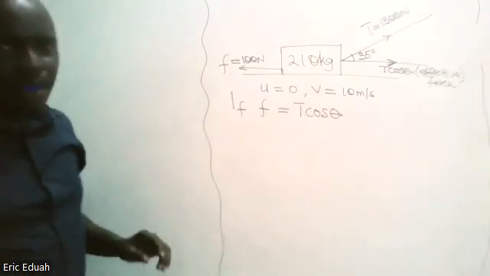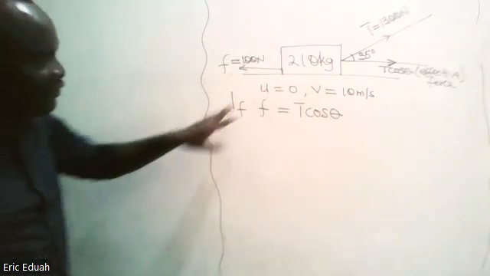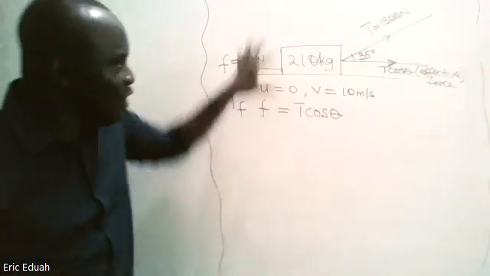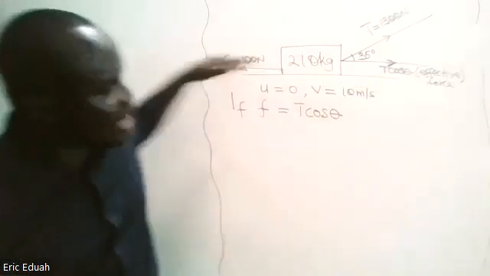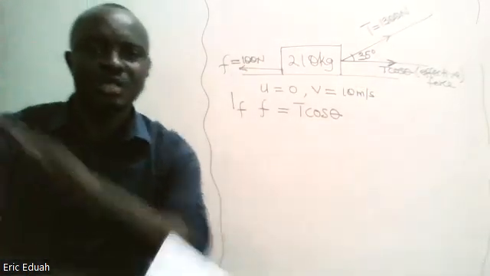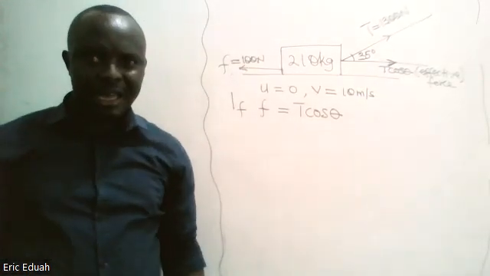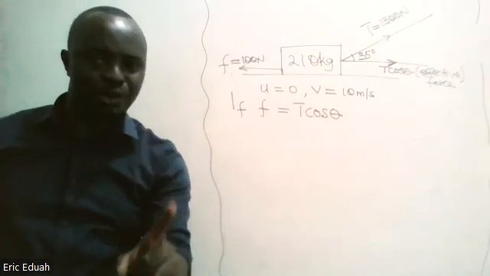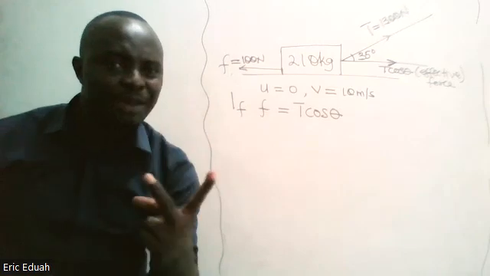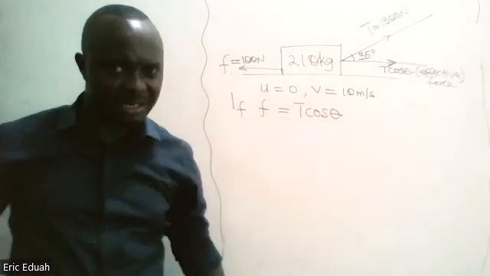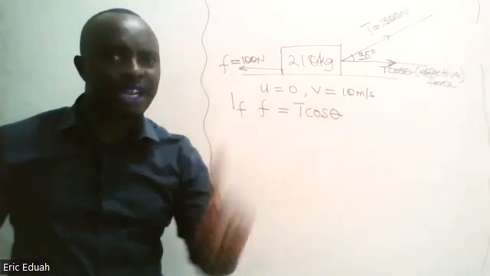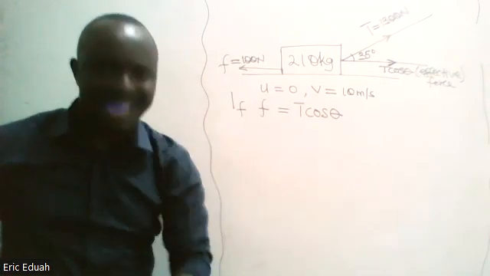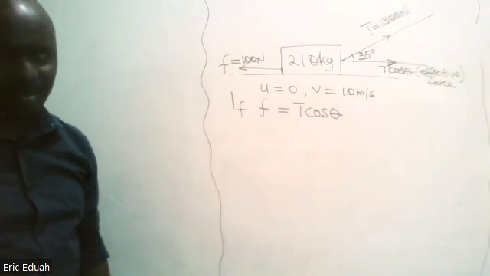What she means is that if F is equal to T cos theta, then the net force acting along the horizontal is equal to 0. And if the net force acting along the horizontal is 0, two things. Either the body is stationary, static equilibrium, or the body is moving at a constant velocity, dynamic equilibrium.